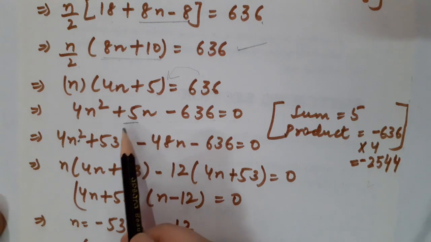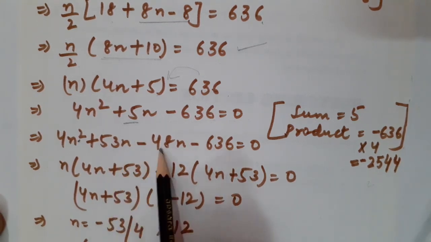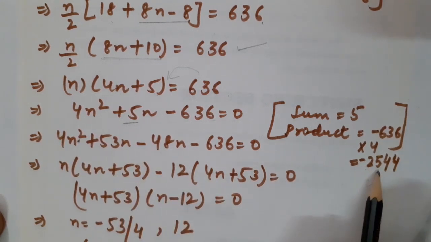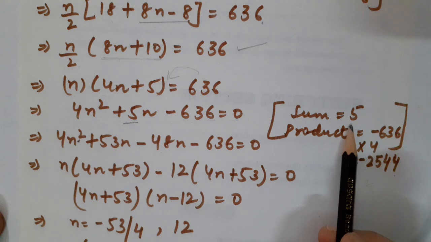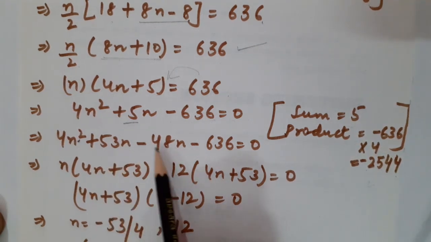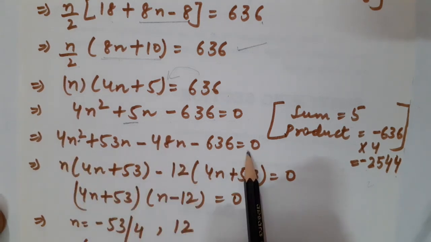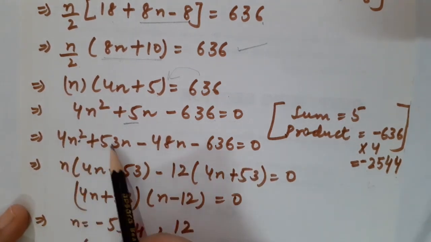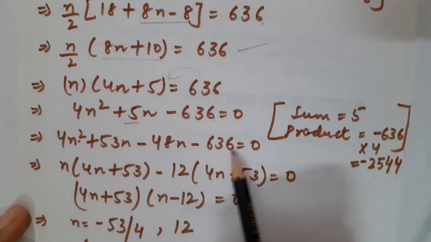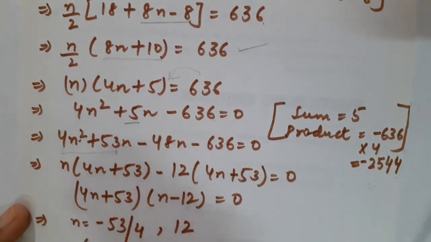Now let us split the middle term. What I am going to do, I am just going to break this 5 in such a way so that I will be getting two factors, so that their product should be minus 2544, and of course sum should be plus 5. So they will be plus 53n minus 48n. Correct student? Now the complete equation will become 4n square plus 53n minus 48n minus 636 is equal to 0.